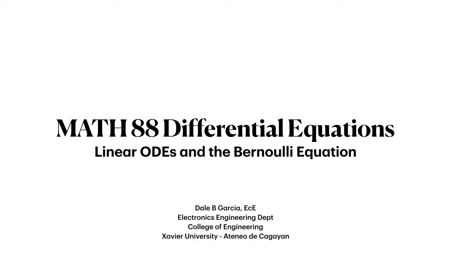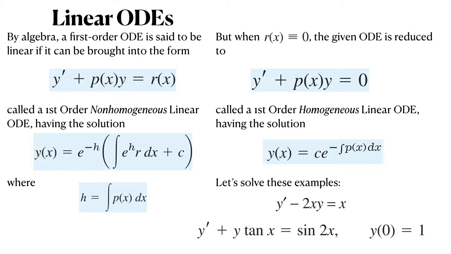Alright, maayong adlaw. This recorded lecture is about linear ODEs and the Bernoulli equation. So what are linear ODEs? Using algebra, a first-order ODE is said to be linear if it can be brought to the form such as this one, y prime plus p of x y is equal to r of x.